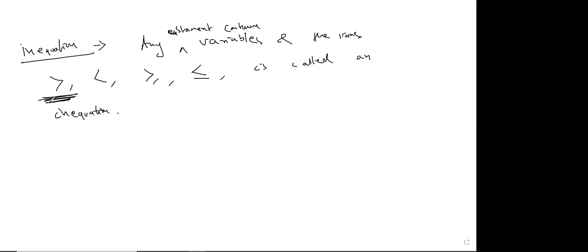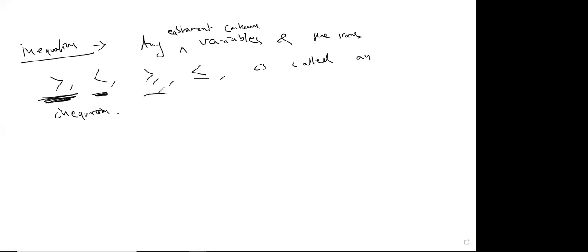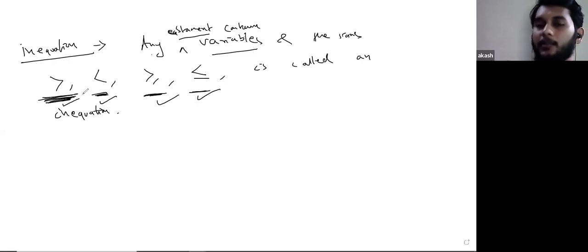Greater than. Greater than equals to. And this, sorry, is less than. And this is greater than equals to, less than equals to. So if you have any statement that contains any variables, x, y, z, w, any number of variables, and these signs. In equations, we have equality sign. In inequations, we have inequality signs.